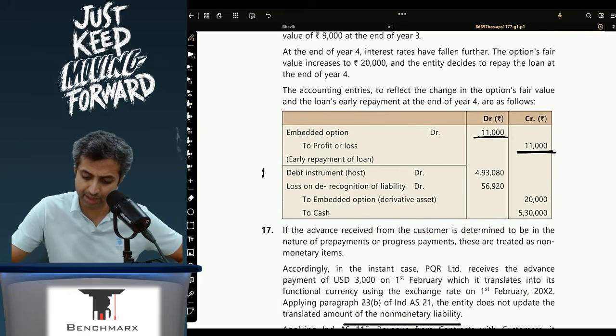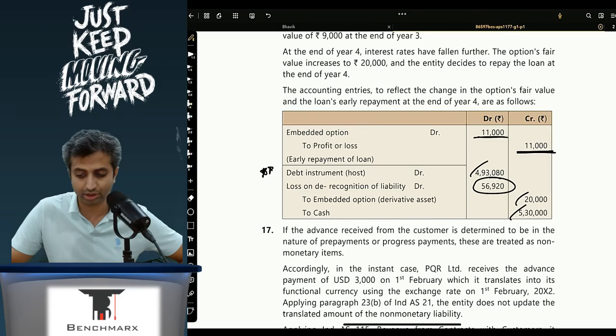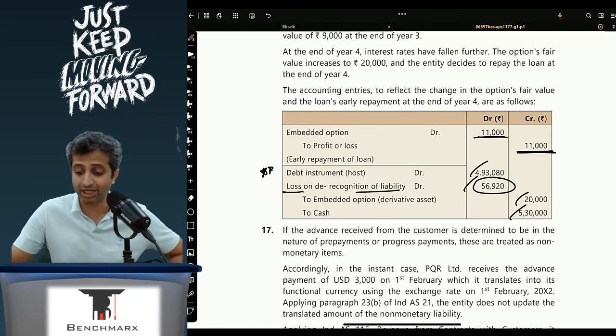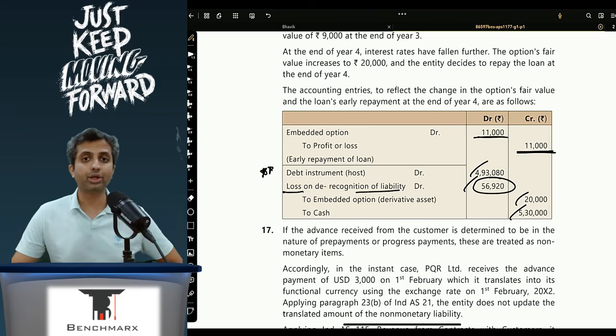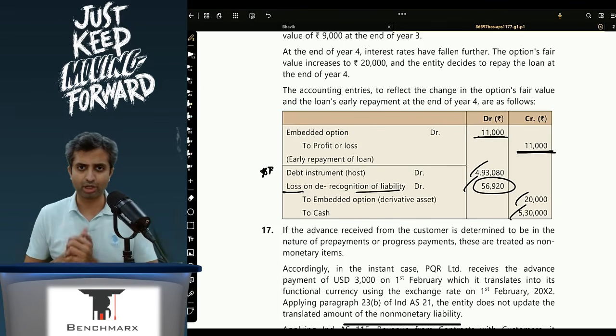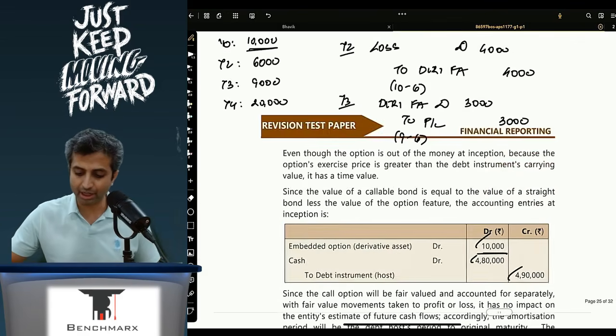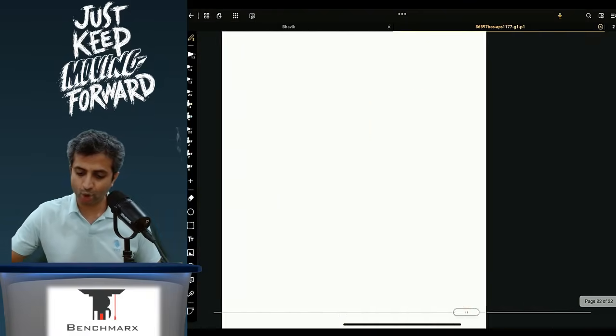And then this is the important entry where you are saying your loan account debit 4,93,000 to bank. I will pay 5,30,000. Derivative option will also be becoming 0, and loss on derecognition of the liability will be 56,920, which will be taken to the P&L because it is not an owner to owner transaction. So this kind of takes care of question number 16.